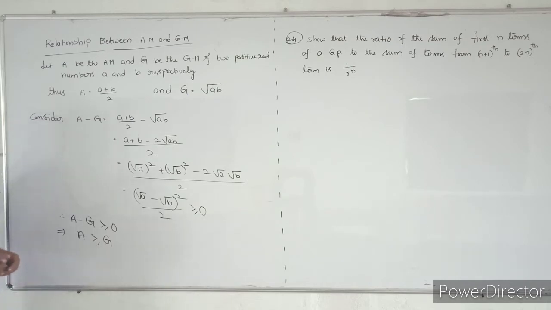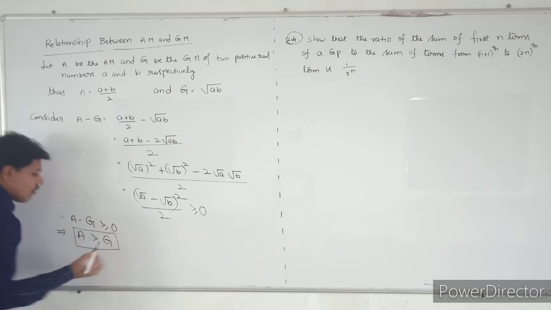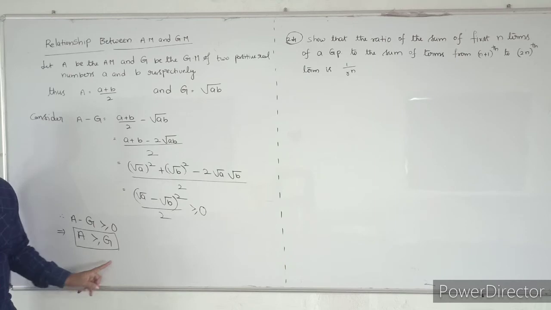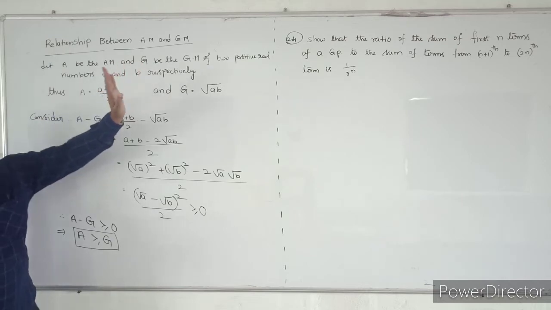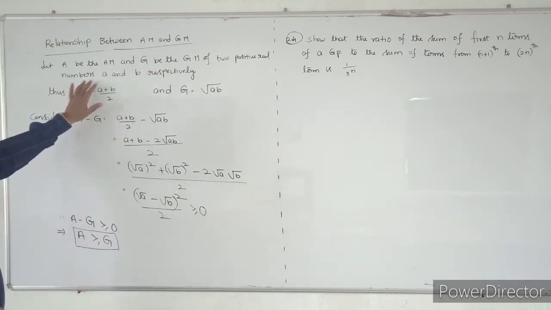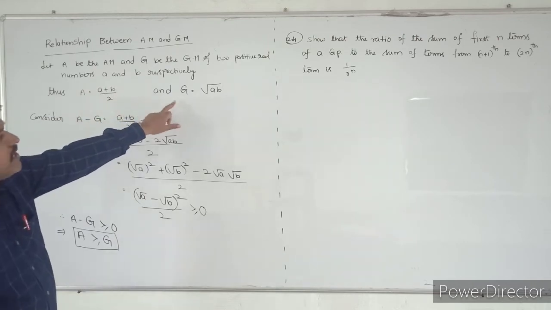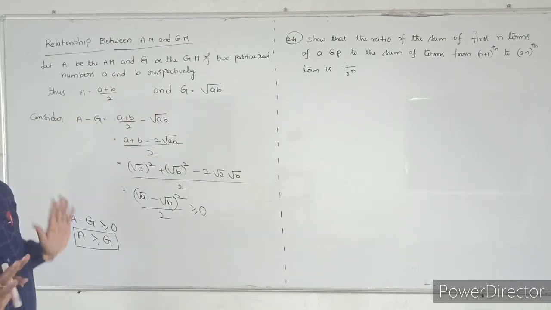What is the meaning of that? Therefore we can declare that arithmetic mean is greater than or equal to geometric mean. All understand, students? See that here: A is the arithmetic mean and G is the geometric mean of two positive real numbers I have taken, a and b. Then automatically A will become (a plus b) by 2 and G is the square root of ab. So what is the relation between arithmetic mean and geometric mean?